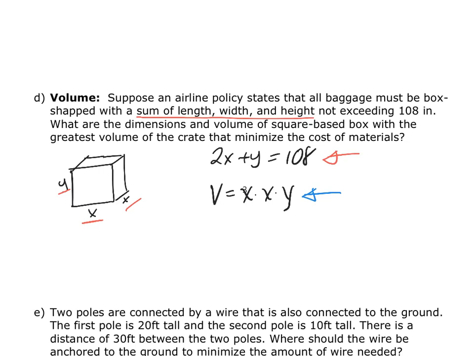Yes? Why are the length and width the same? Oh, because it says, and this is important, a square base, yeah, because otherwise we would have had a third variable and we would have had to cry a little bit. And so most of all of these will be in 2 variables.